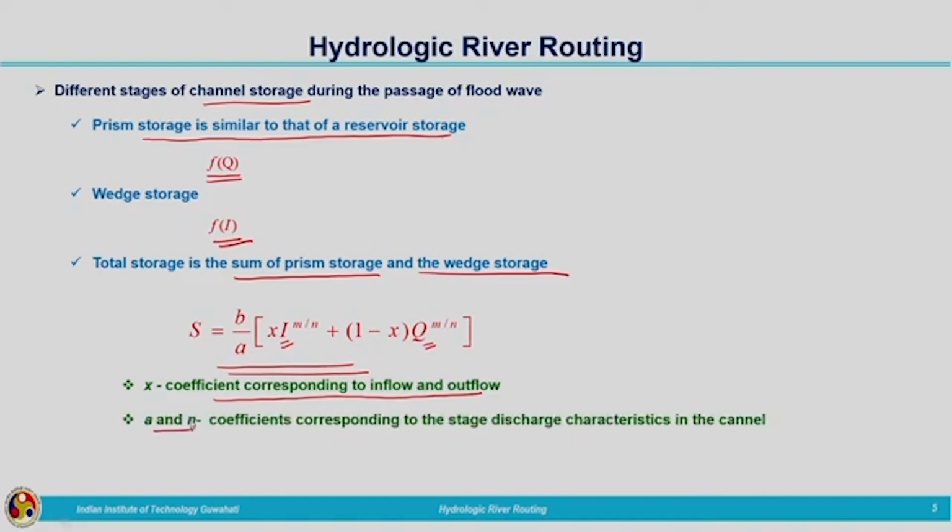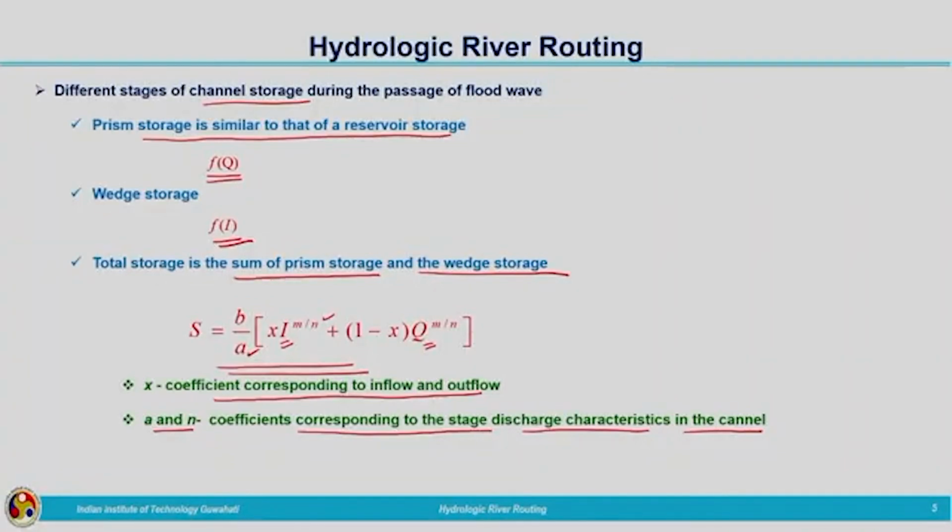A and n, we are having coefficients A and n. These are coefficients corresponding to the stage discharge characteristics in the channel. We know what is meant by stage, that is the water surface elevation with respect to a certain datum. So, there is a certain relationship between stage and discharge that we have already discussed at the time of stream flow measurement. So, these coefficients A and n correspond to the stage discharge characteristics in the particular channel which we are considering.